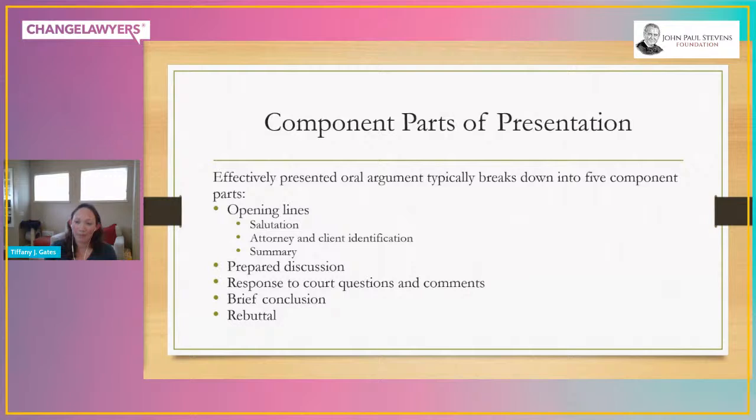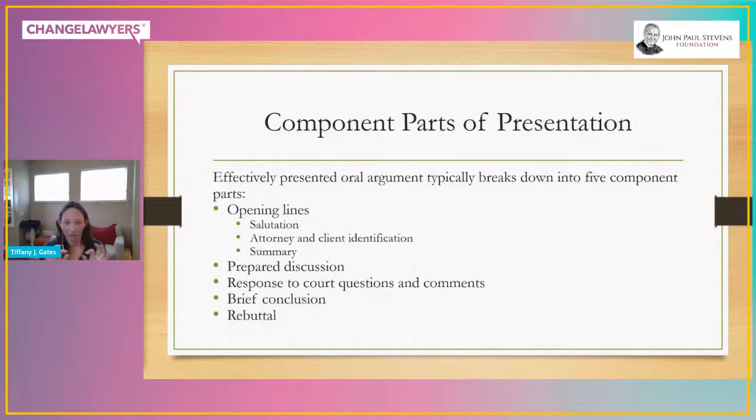And then lastly, as I mentioned, depending on which position you're in, you may have the opportunity for rebuttal. In my experience as an appellate attorney, the appellant argues first, the respondent argues next, and then the appellant has a chance to rebut. And then that's it. It's a very rigid structure.